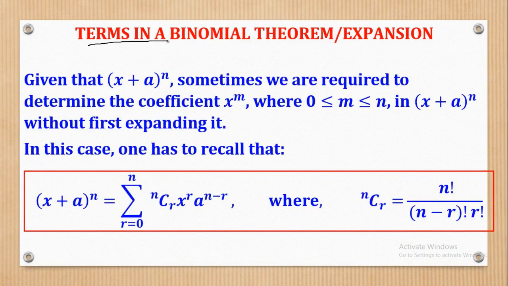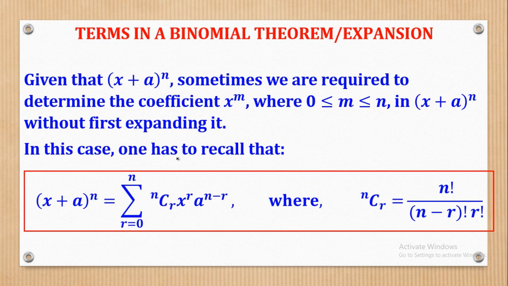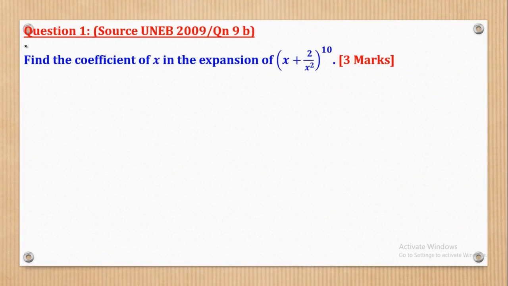So now we shall go to the next part, which is terms in a binomial expansion. Sometimes we may be given an expression and they tell you to get the coefficient of x to power any value without first expanding it. If they tell you that, you have to remember where we started from. At the beginning of this video, we saw that x plus a to power n is given by this formula. So this is the formula you can use to get the coefficient of x to power n value. It can be x cubed, x power 4, like that, without first expanding. So with that knowledge, let's go through these questions.